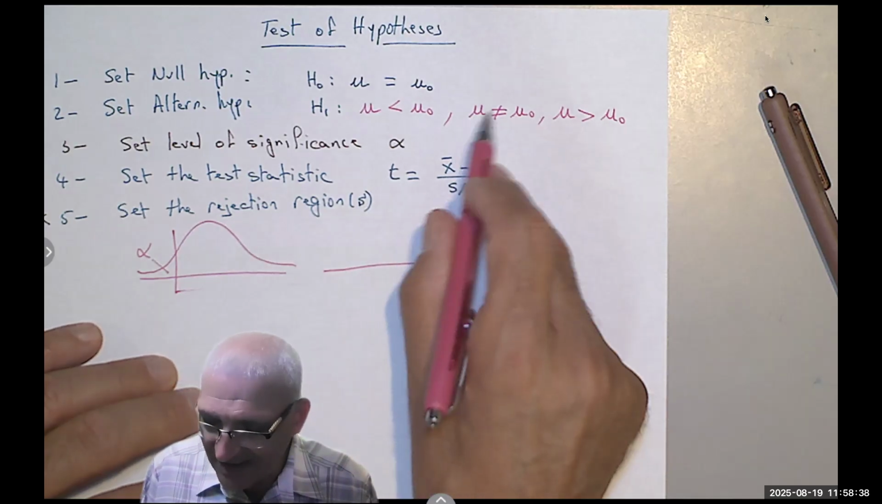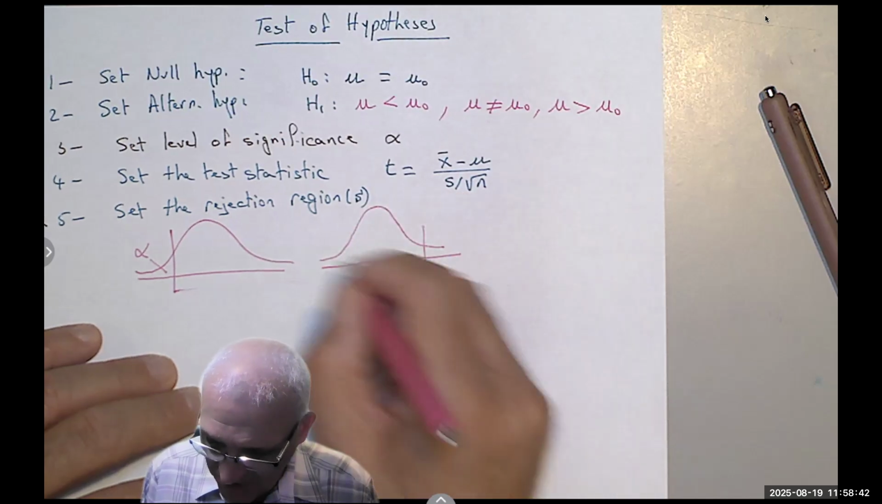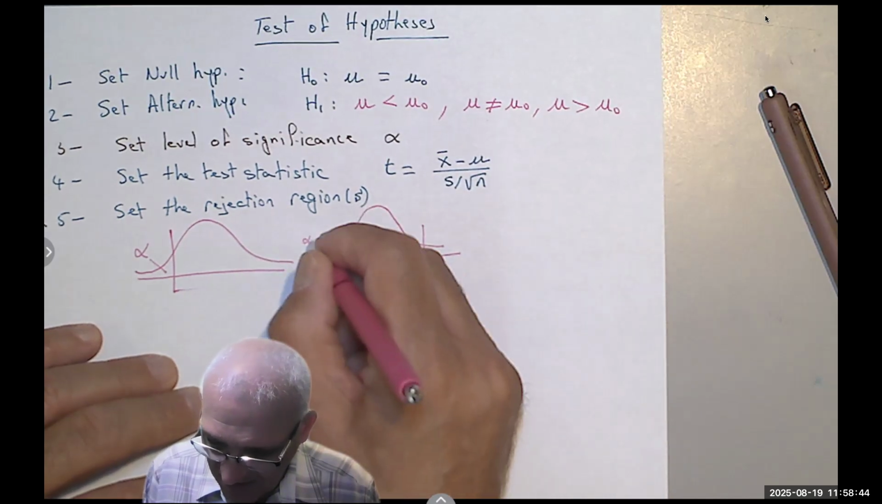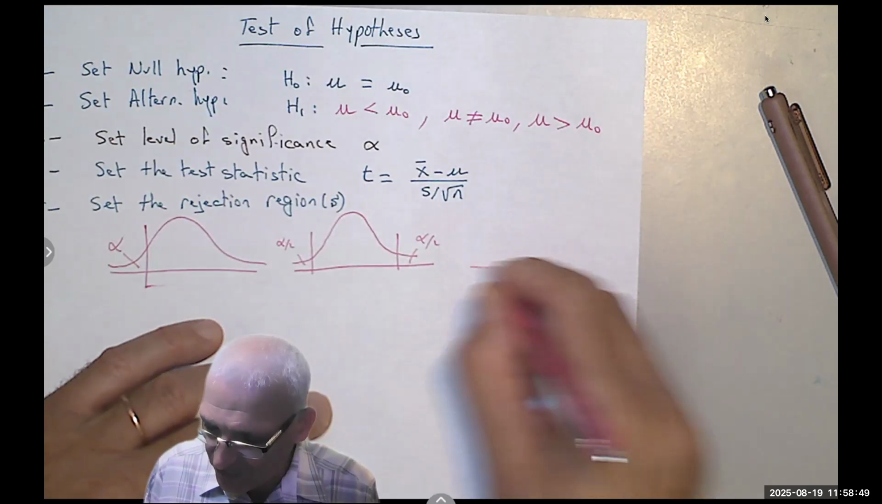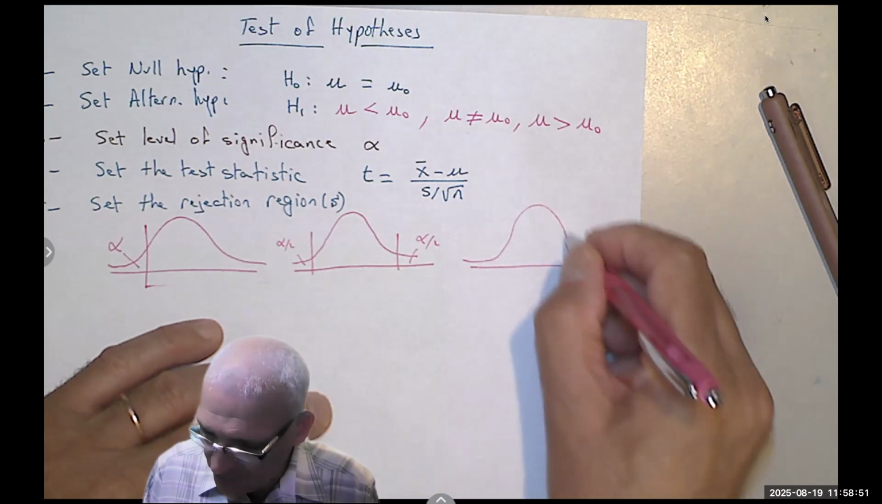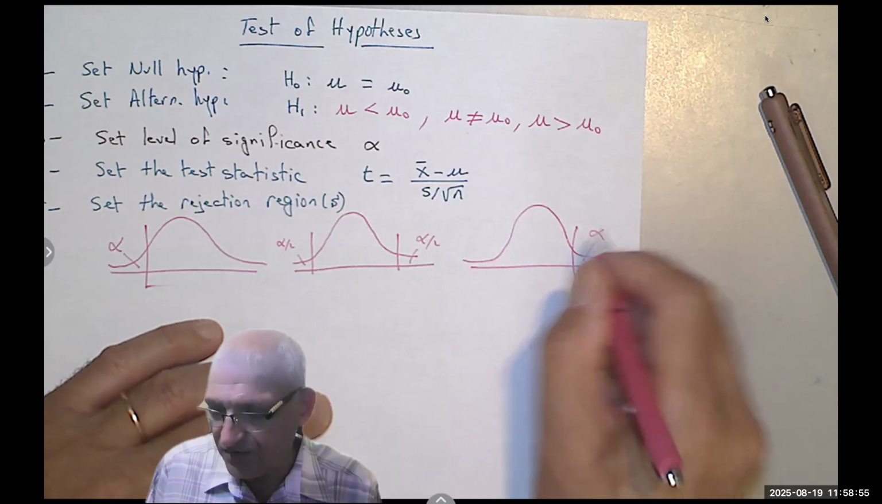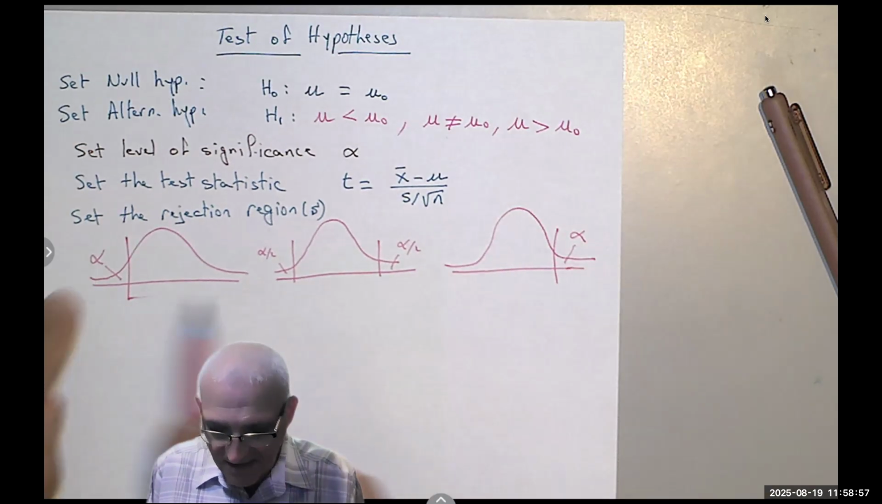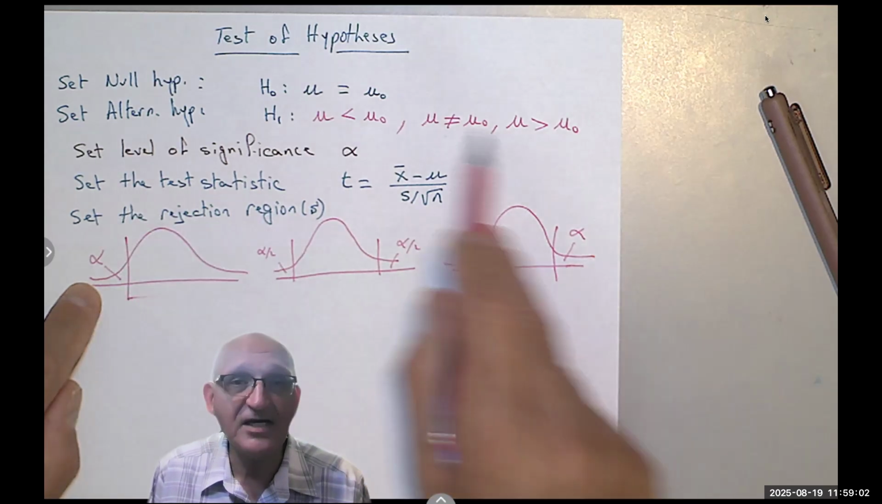If mu doesn't equal mu sub 0, meaning if it's more I reject, if it's less I reject, so this is alpha over 2, this is alpha over 2. And finally, if mu is greater than mu sub 0, we reject, and the whole alpha is on the right. So whether it's to the left or to the right depends on the alternative hypothesis.